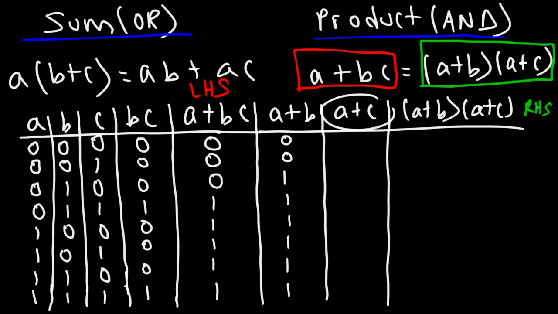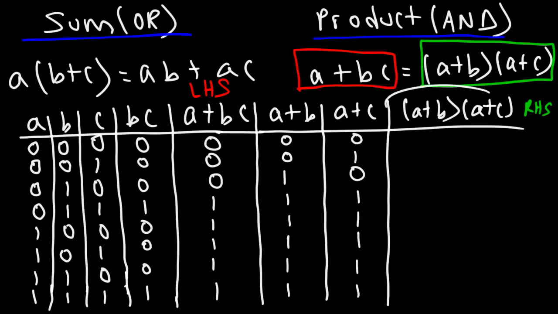Now let's move on to the next one, a plus c. So we have 0 plus 0, which is 0. And then it's 0 plus 1, which is 1. And then 0 plus 0, that's 0 again. Next we have 0 plus 1, 1 plus 0, 1 plus 1 is 1, and then 1 plus 0 and 1 plus 1.